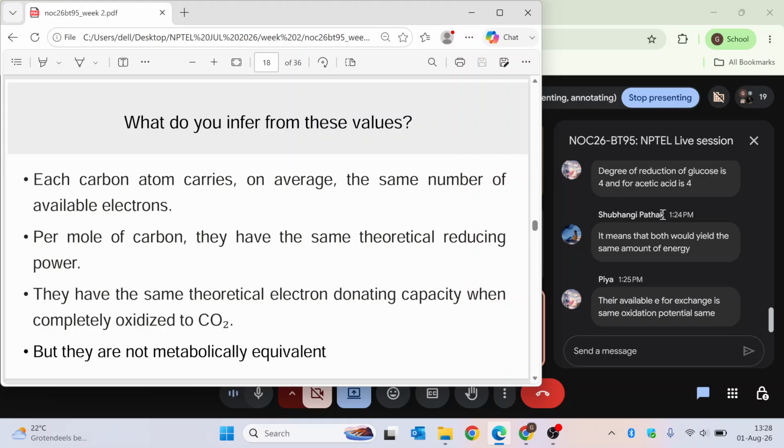Here each carbon atom carries the same number of available electrons. They have the same theoretical reducing power, but metabolically they are not equivalent. You have to keep that in mind whenever you compare substrates, or plan your reactions for any substrate, and have a clear understanding of what is a theoretical prediction and how it can vary in your actual bioprocess system. I had this degree of reduction question only to introduce this concept. I hope it is clear.